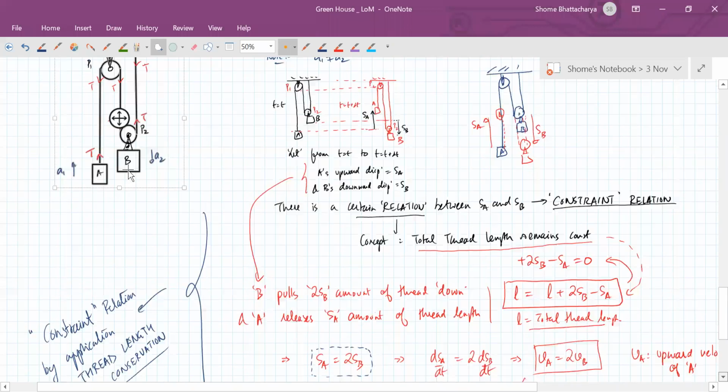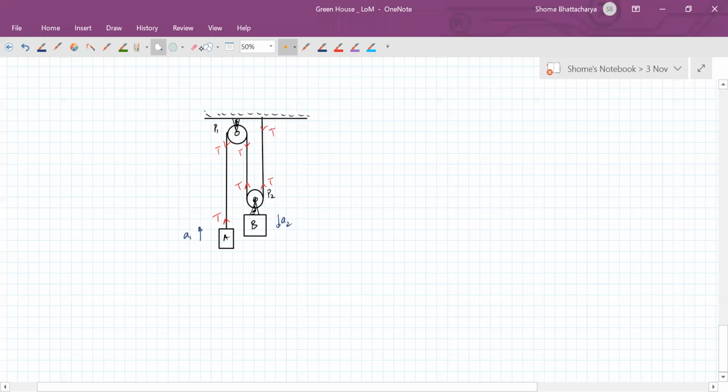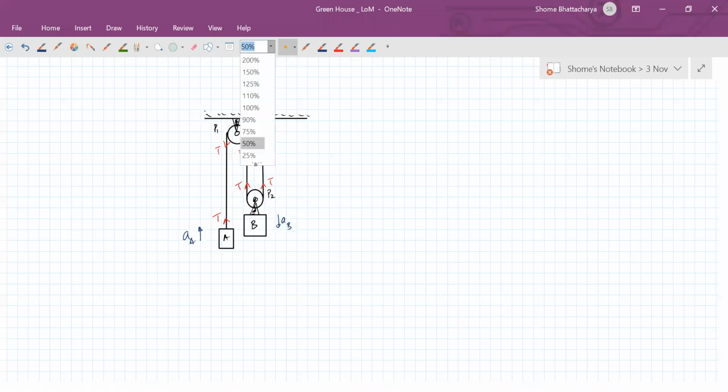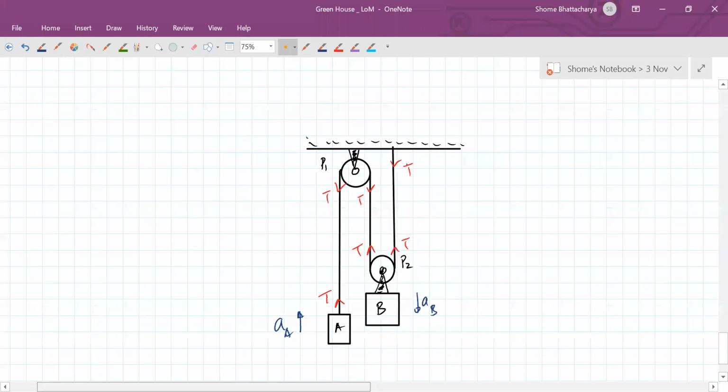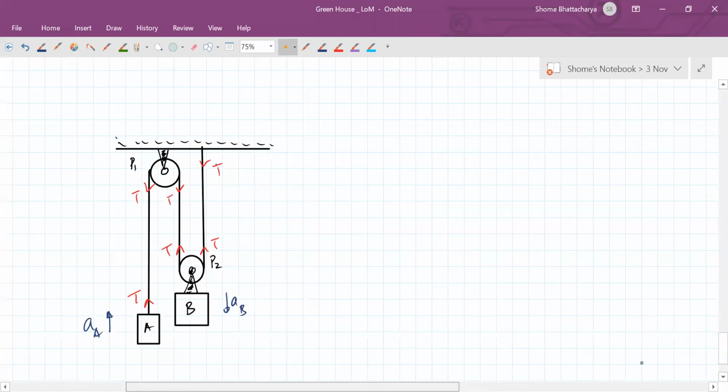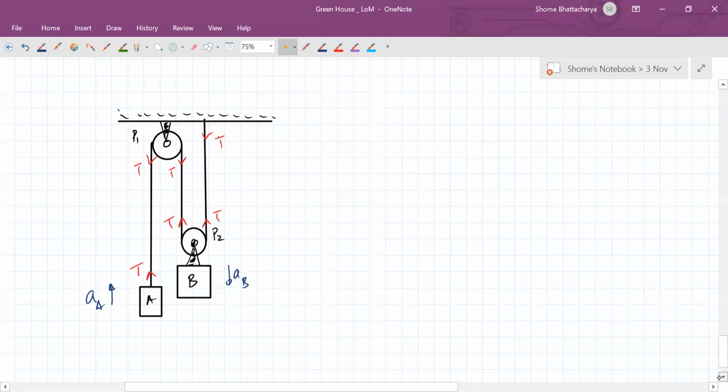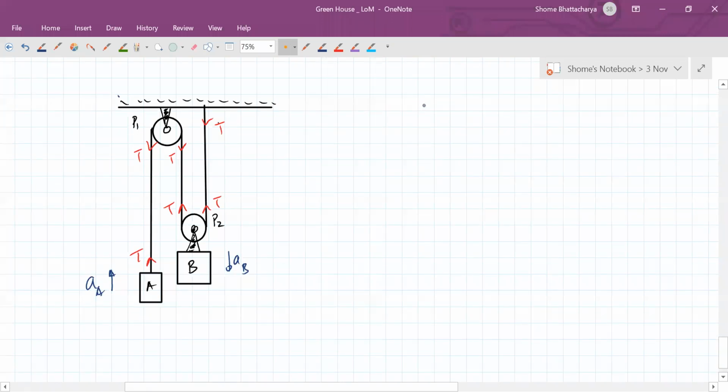So for this system now, let's say I'm just going to change the names of these two, acceleration of A and acceleration of B. So this one is acceleration of A and this is acceleration of B. The first thing that we have got is, by thread length conservation, the constraint relation. That's the first equation we have got. Acceleration of A is equal to 2 times acceleration of B. That's my first equation in the system.